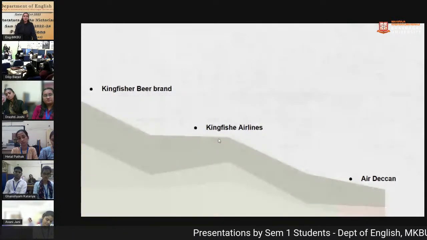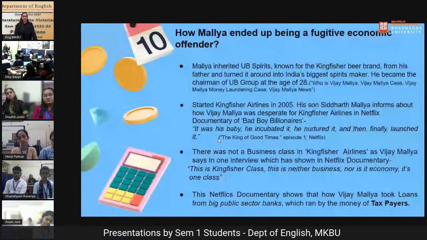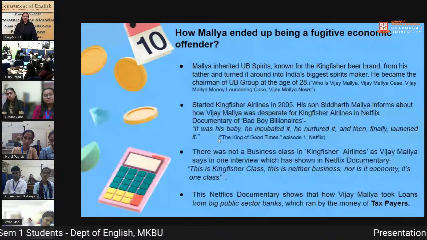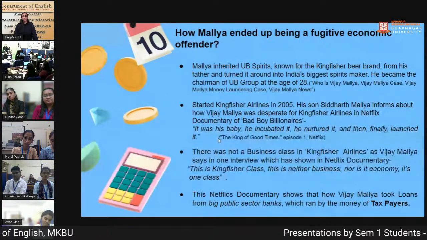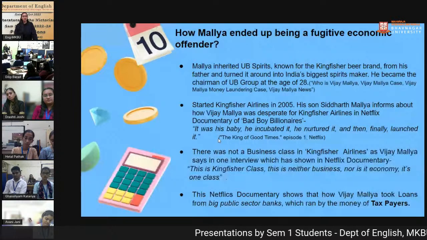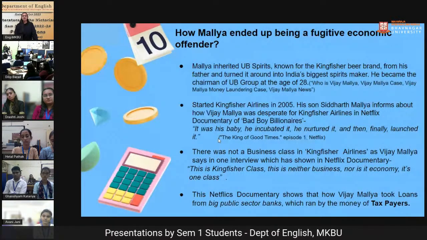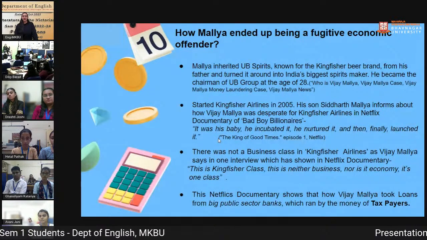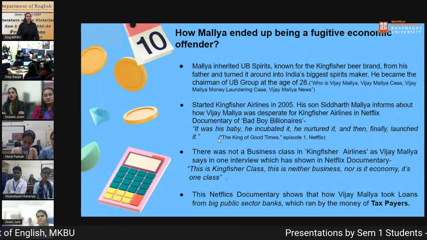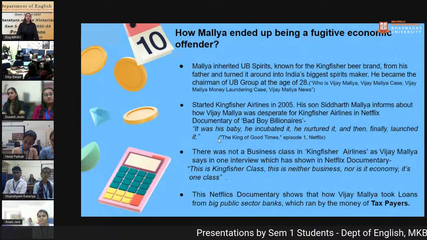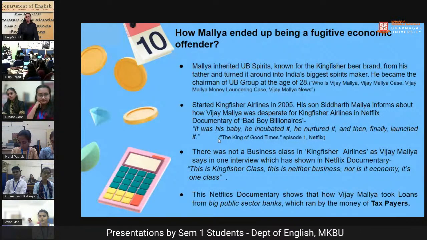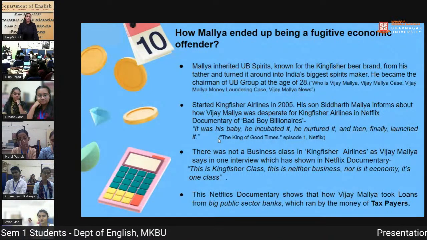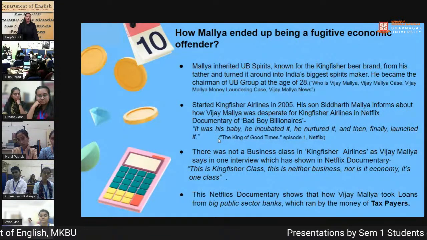How Mallya ended up being a fugitive economic offender. Mallya inherited UB Spirits, which we have discussed earlier, known for the Kingfisher beer brand, from his father, and turned it around into India's biggest spirits maker. He became the chairman of UB Group at the age of 28. When his father Vittal Mallya died, he suddenly became chairman of UB Group. Earlier, he was not that interested in business, but when his father died, then he had to do the business.